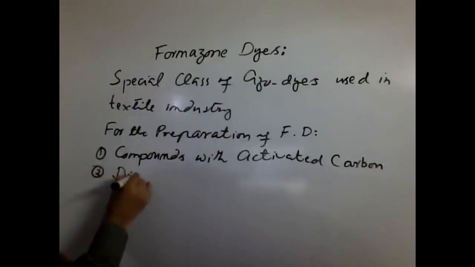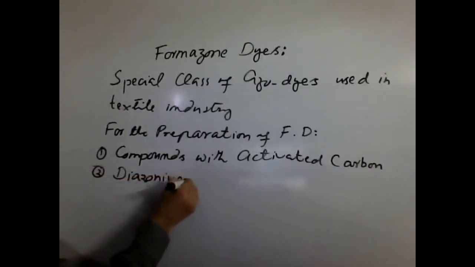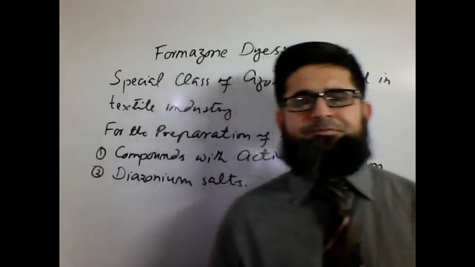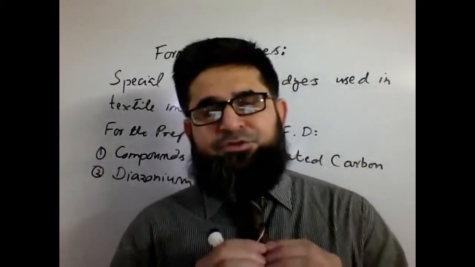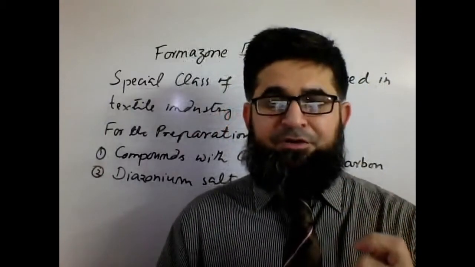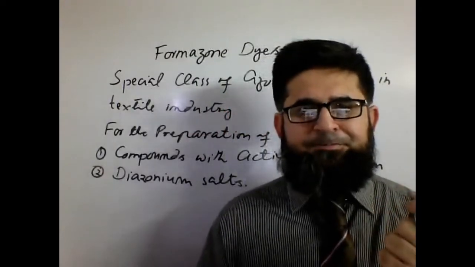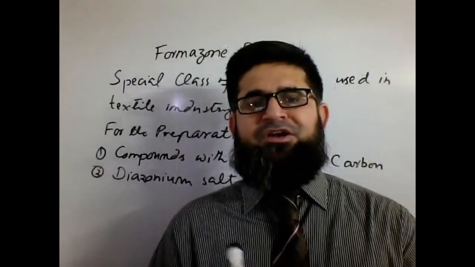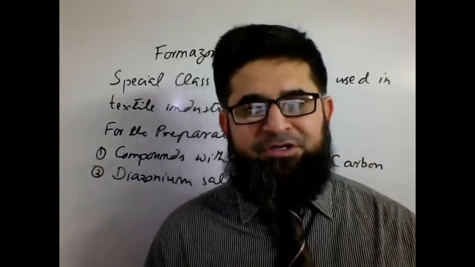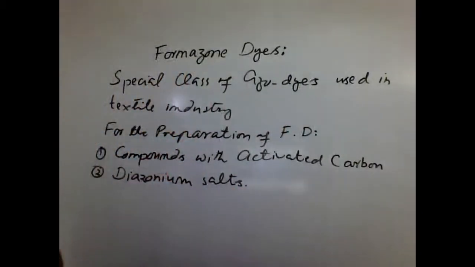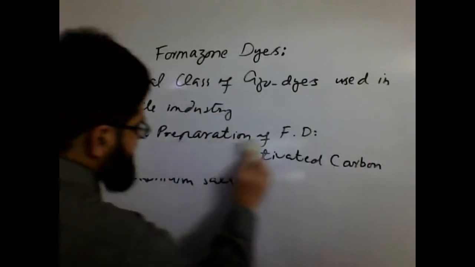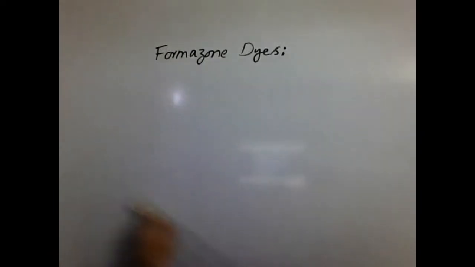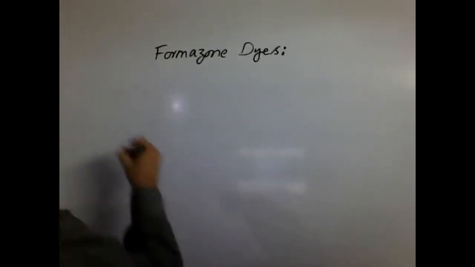Secondly, we need diazonium salts. So if you have a compound which carries activated carbon, that is the requirement for the preparation of Formazone dyes. Secondly, you are supposed to have diazonium salts. If you have these two things available, you can react them together for the preparation of Formazone dyes. How those reactants react with each other to produce the Formazone dyes, I'm going to explain that aspect. And before that, I will give you a few examples of compounds with activated carbons.